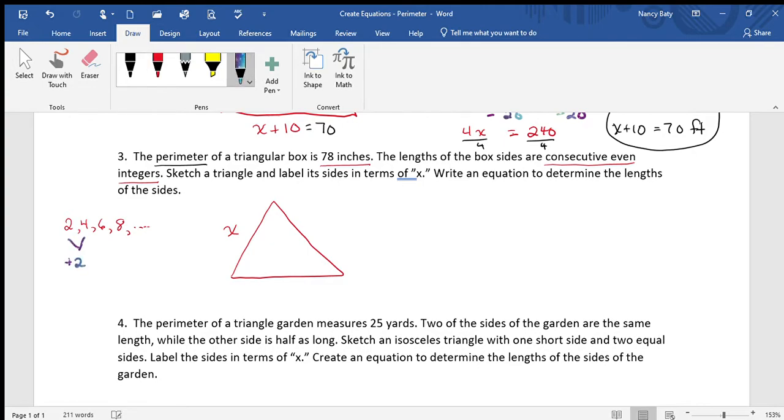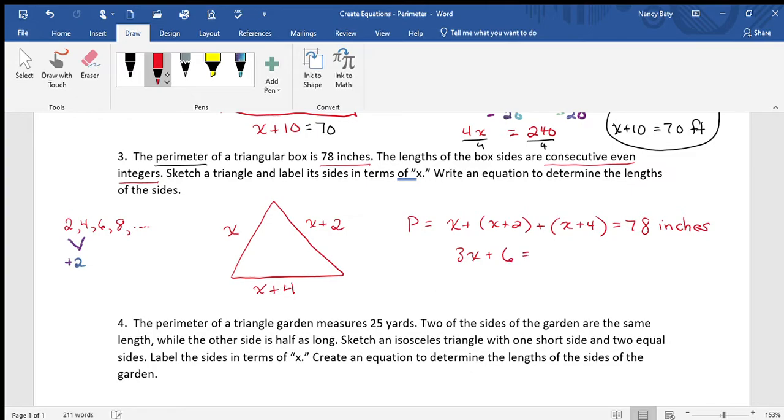They're 2 apart. So if I'm starting at x, the next integer would be x plus 2, and then if I added 2 again, I have x plus 4. Perimeter is the sum of the sides. So I take the expressions for my 3 sides and I add them together, and that has to equal the given perimeter, which is 78 inches. I have 1, 2, 3 x's. I have 2 plus 4, which is 6.